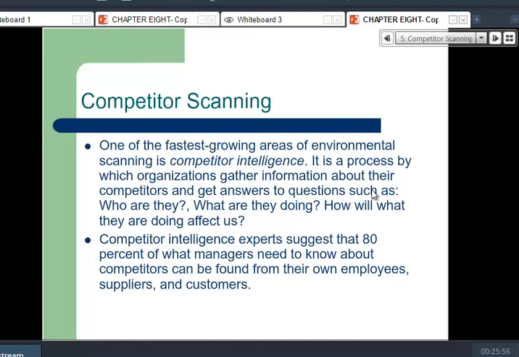So if you want to find out about external competitors, you don't have to go far. You can go and ask your current customers. You can investigate with your employees. You can go and investigate and ask your suppliers.